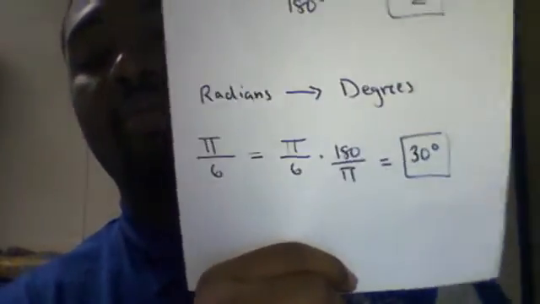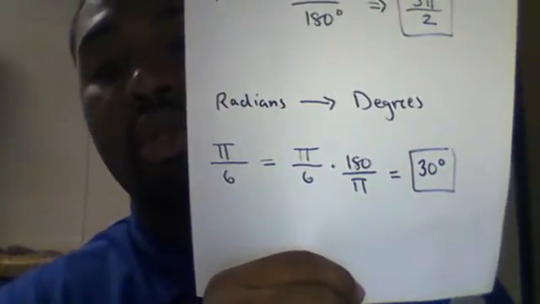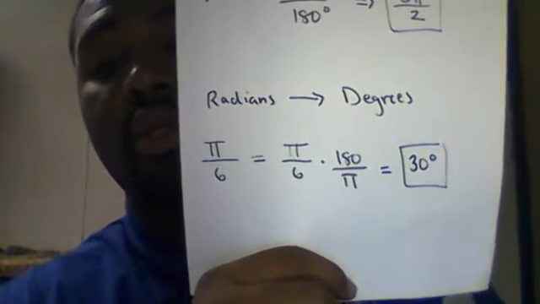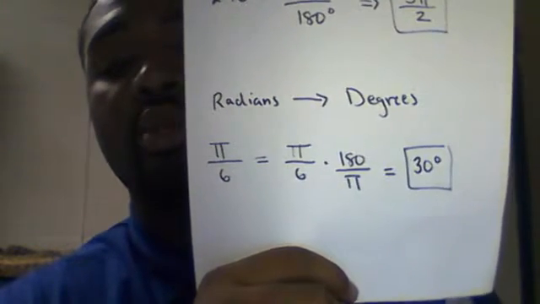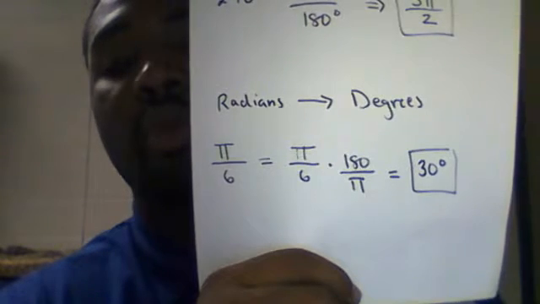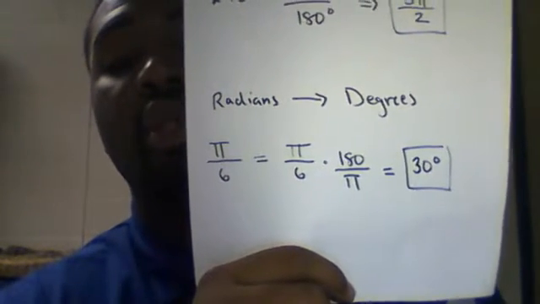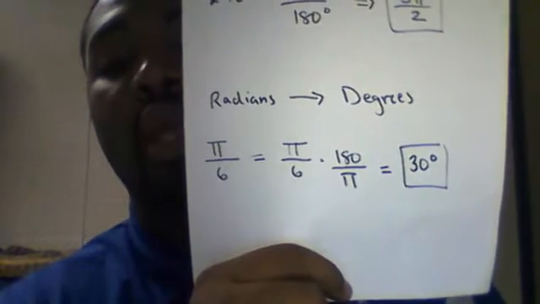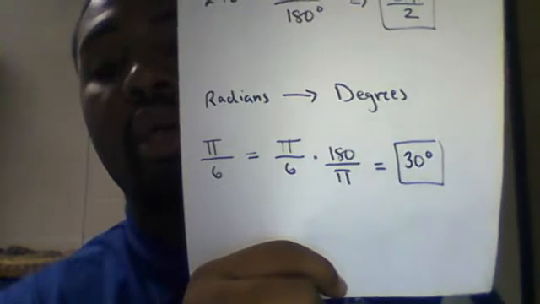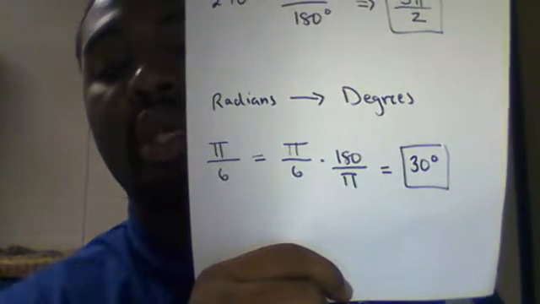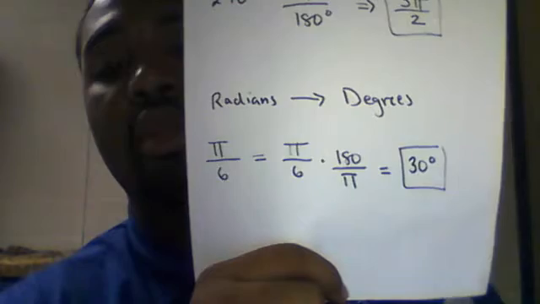Now I'm going from radians to degrees. Say we have pi over 6. The formula to find your degrees from this would be the radians you're given times 180 over pi. So here we see that pi over 6 is the same as saying 30 degrees.